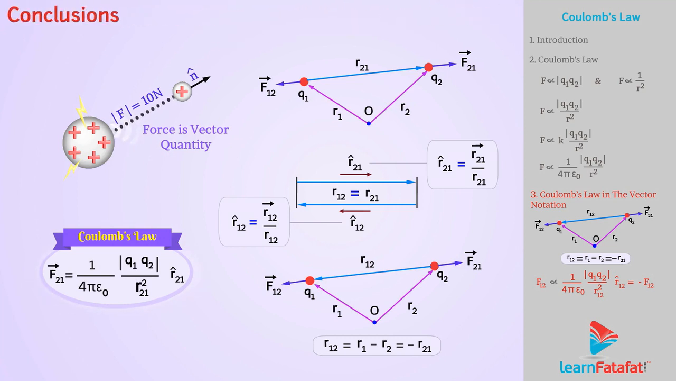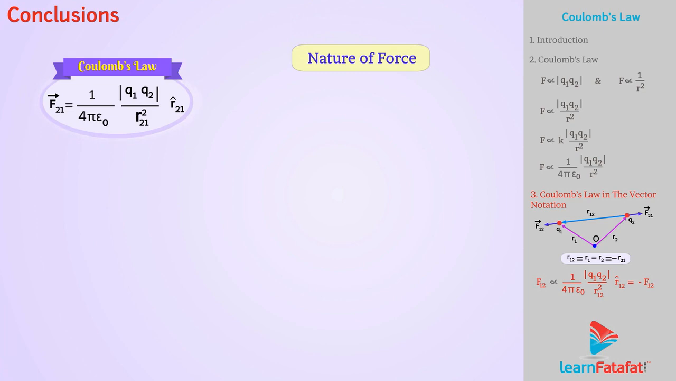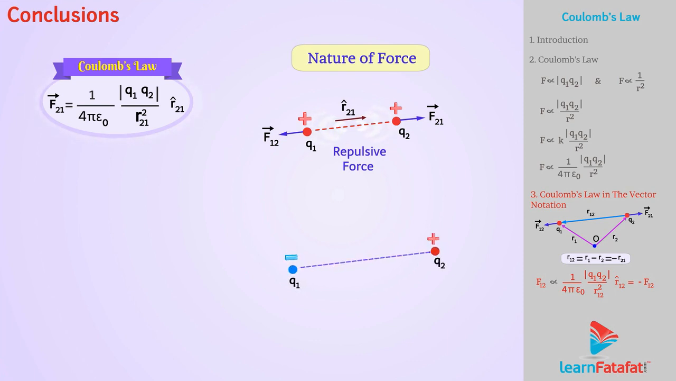Some conclusions. Nature of force. If both charges have the same sign, then F21 is along vector R21, which signifies there exists a repulsive force. Opposite to this, if the charges have opposite signs, then F21 is along minus R21 vector, which is equal to R12 vector. Hence, it signifies an attractive force. Thus, vector notation eliminates the need of writing separate equations for like and unlike charges.